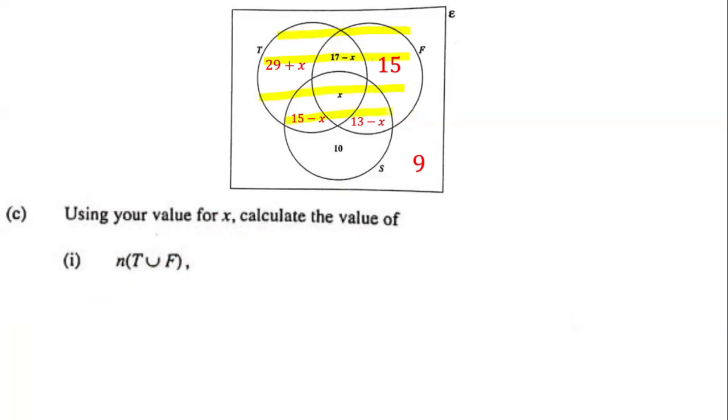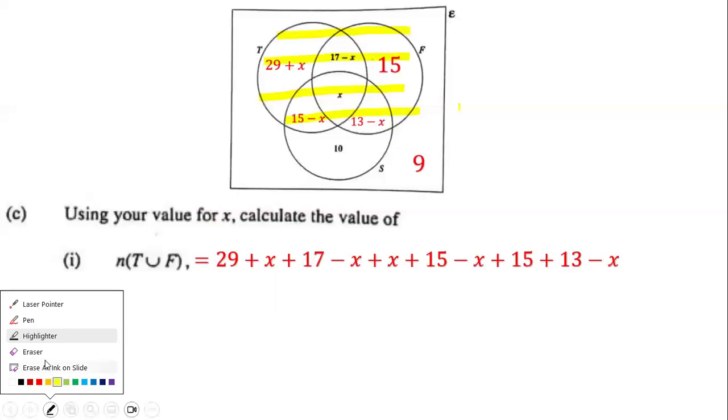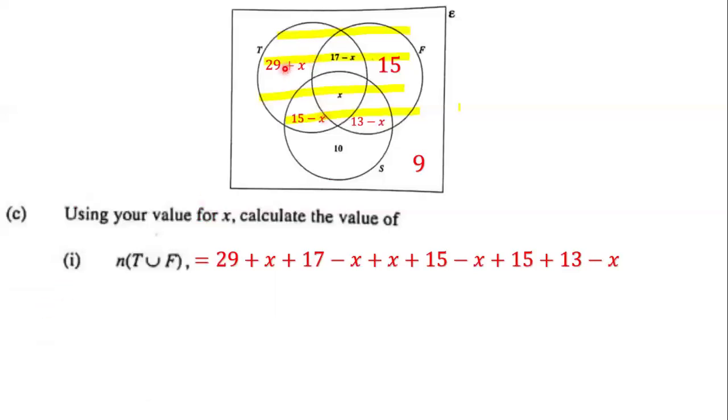And so what we have to do is say 29 plus x, which we have here, 17 minus x, which we have here. Then we have x, which is here. And then we have 15 minus x, which is here, and we have 15, which is here. And then we have 13 minus x.